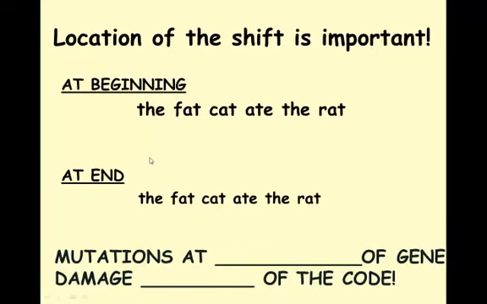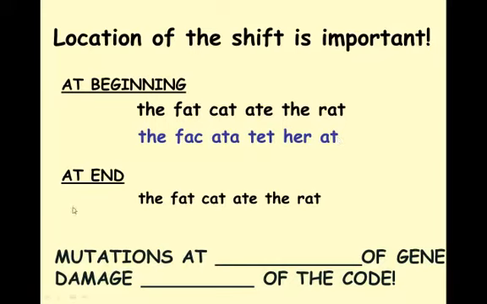If you look at where the mutations happen, the location of the shift is important, right? If the shift is near the beginning of the gene sequence, I take out the T, for example, everything after that mutation is going to be changed in my message, right? I change a whole lot of that information.